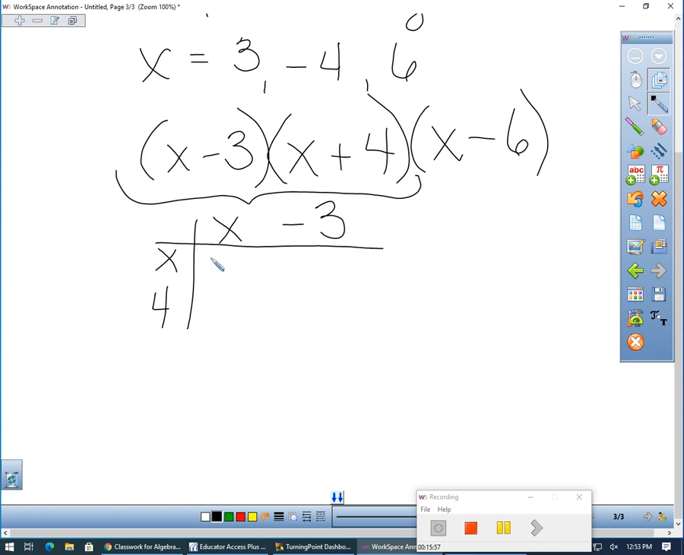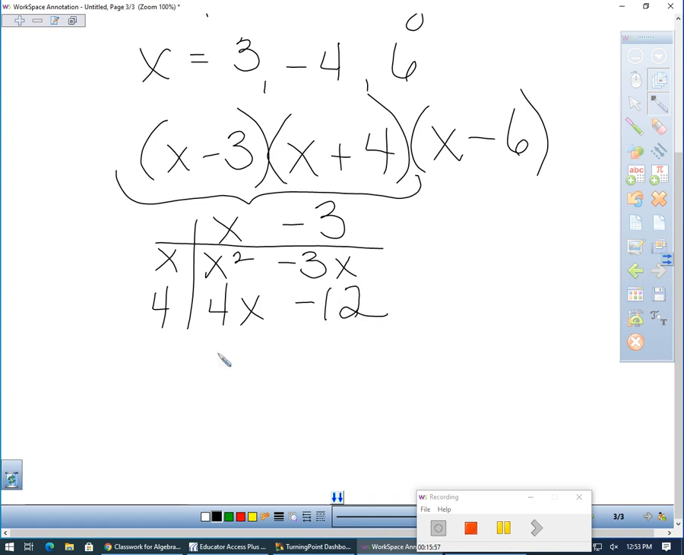All right, x times x is x squared. x times negative 3 is negative 3x. x times 4 is 4x. Negative 3 times 4 is negative 12. So the quadratic we have right now is x squared. Adding our diagonal together, we have 1x and minus 12. Now we're going to go ahead and multiply that times our x minus 6.